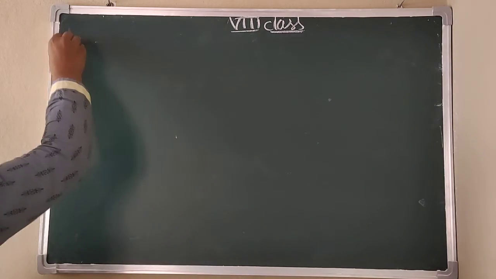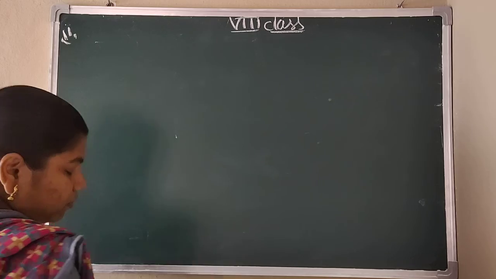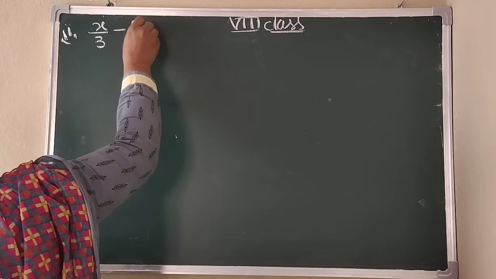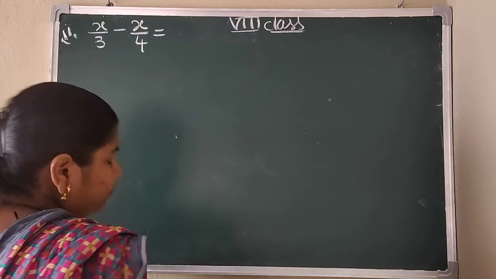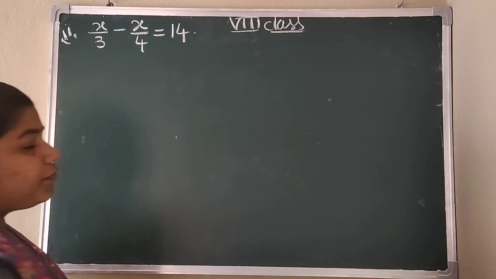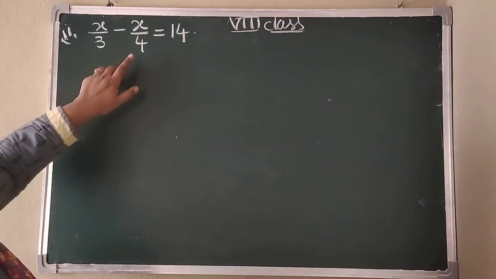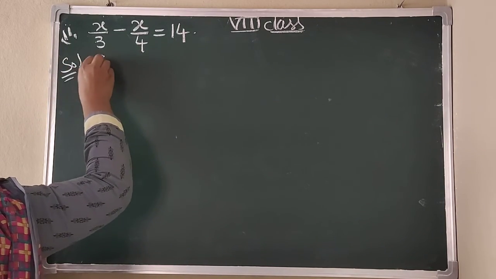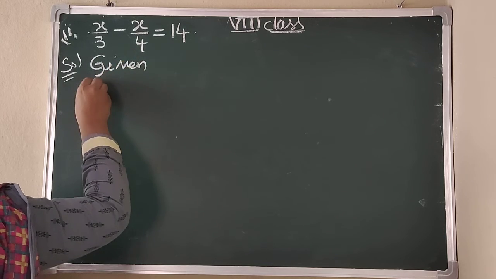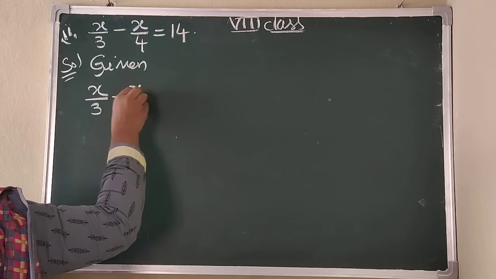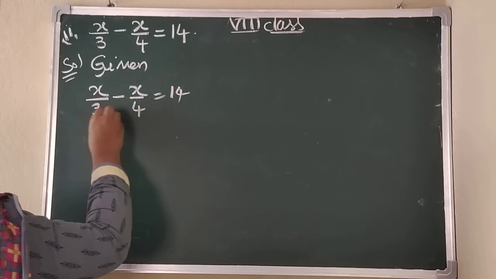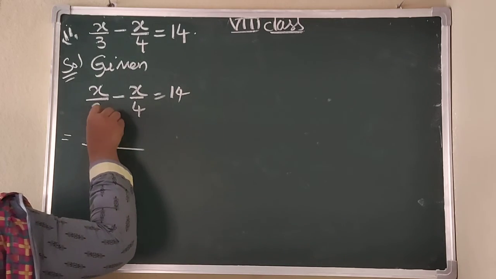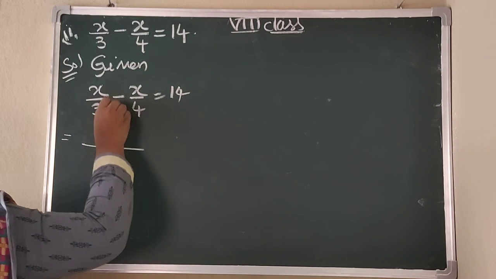The second question is also in the same way. x by 3 minus x by 4 is equal to 14. So we have to find the x value. First we will take the LCM of 3 and 4. What is the LCM of 3 and 4? The LCM of 3 and 4 will be 12. For 3, how much do you have to multiply to get 12? 3 4s are 12.